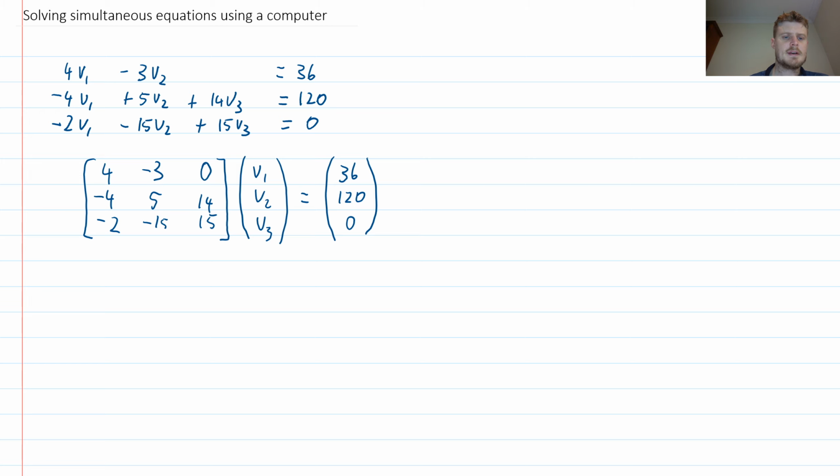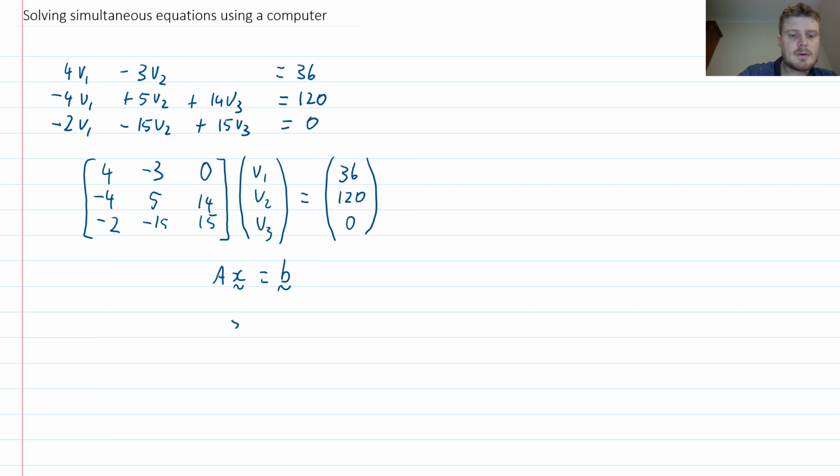But I can actually now represent this as a matrix object. So the matrix of coefficients, I might call that A. My vector of unknown values, I might call that X. And that is equal to some vector B. And so that's the vector of my constants.